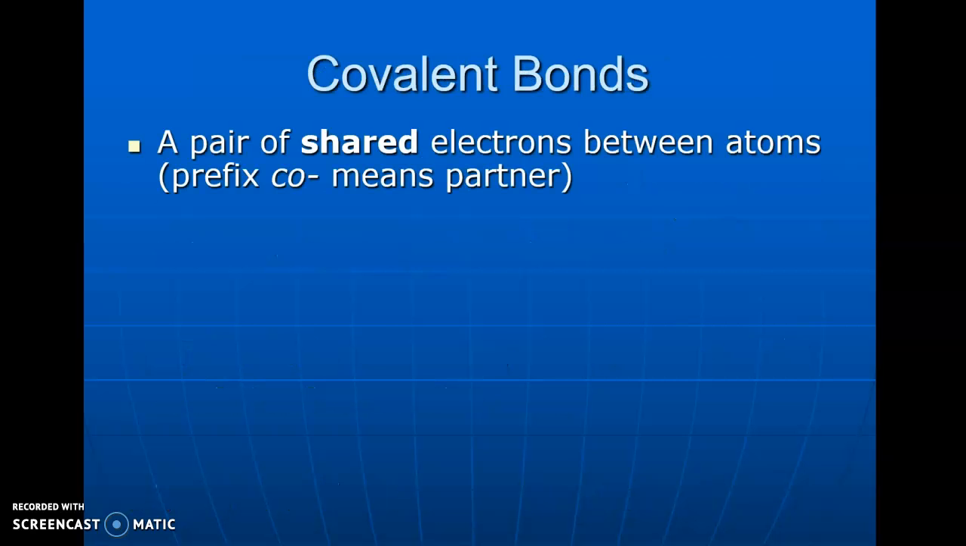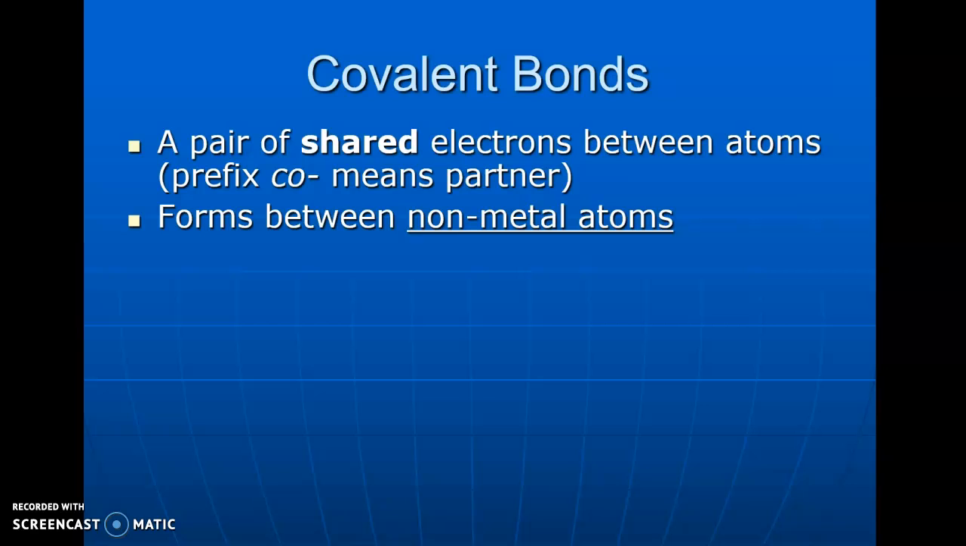Okay, so in a covalent bond, what we have is a shared pair of electrons. Electrons are being shared between atoms. They're called covalent because the prefix co means partner. Valent, of course, from valence electrons. So they are partnering to fill their valence shells.